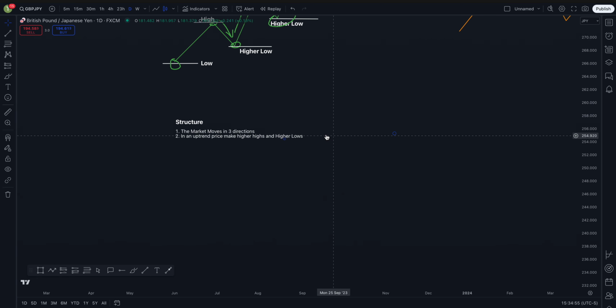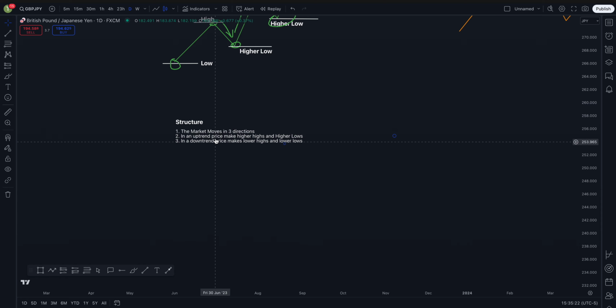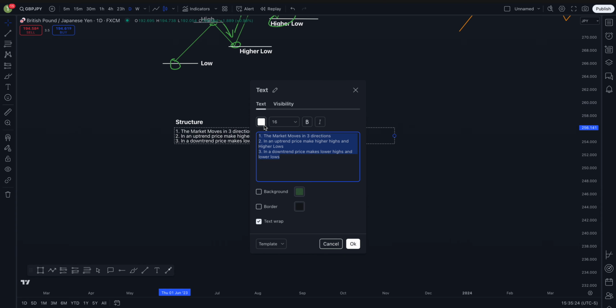So what can we decipher from a downtrend? In a downtrend, price makes lower highs and lower lows, right? So we're on our way, guys.